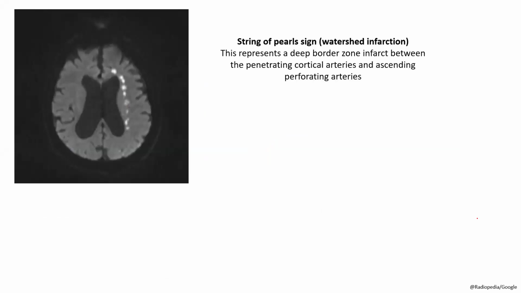What is this sign known as? This is again a string of pearls sign because of watershed infarction. So this indicates watershed infarction between the territory of penetrating cortical arteries and ascending perforating arteries. So this is deep water border zone watershed infarct.